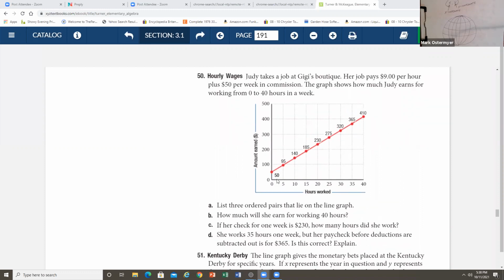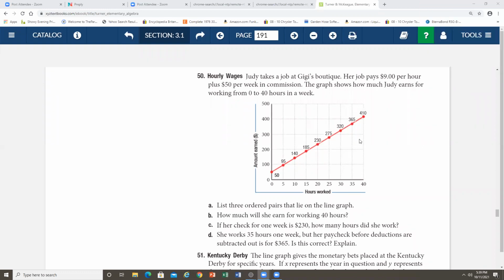So ladies and gentlemen, the horizontal axis, which is normally called the x-axis, now has a relevant name. It's called the hours worked axis, the number of hours worked. The vertical axis, normally called the y-axis, is now aptly named the amount earned in dollars axis. Notice our tick marks on the x-axis are not spaced 1 unit apart. They're spaced how many units apart? 5. Notice the tick marks on the y-axis are not spaced 1 unit apart. They're spaced how many units apart? 100.